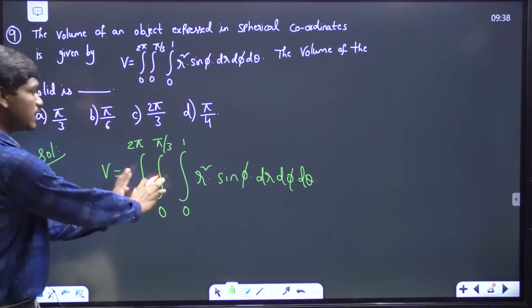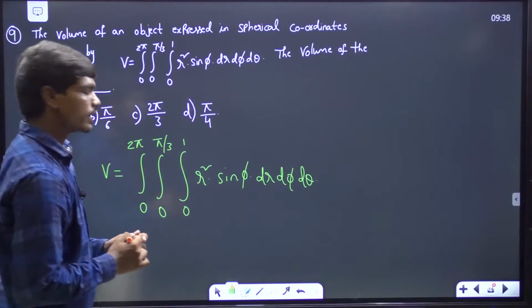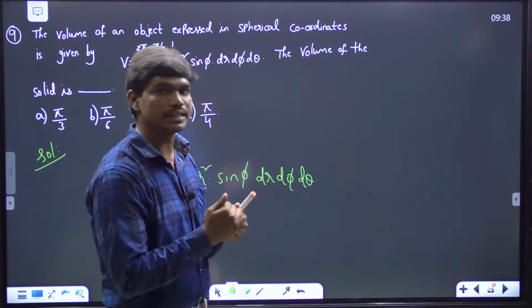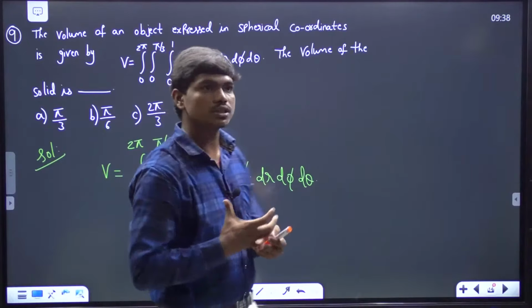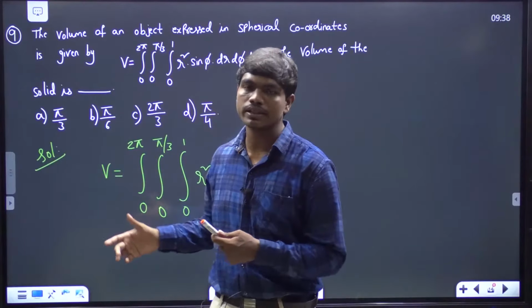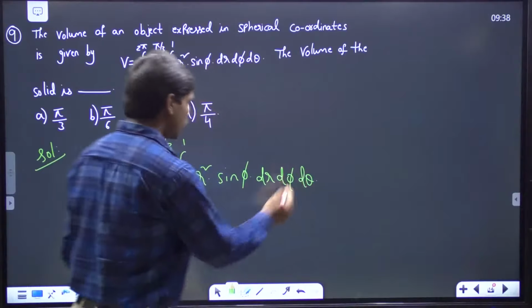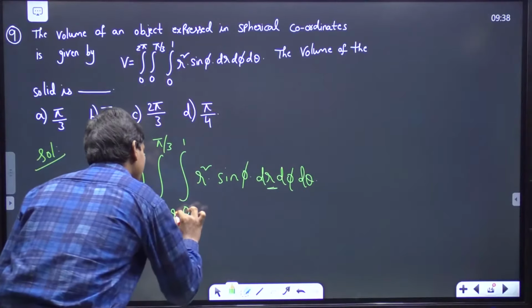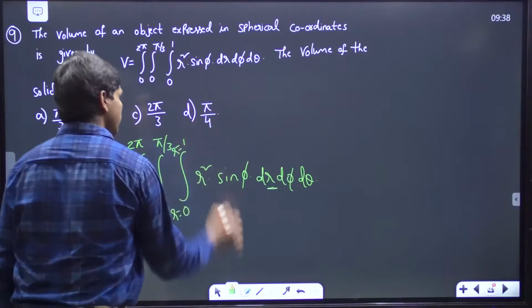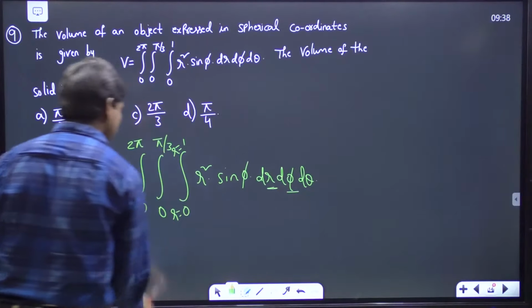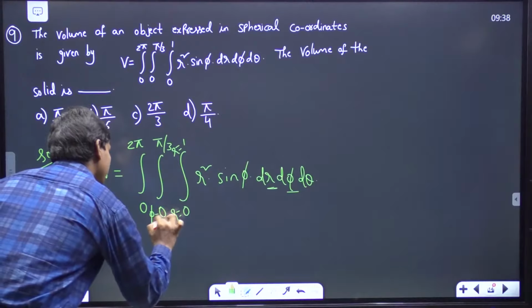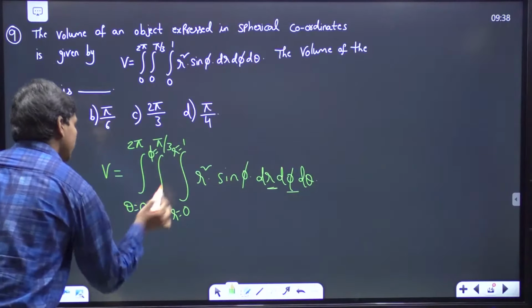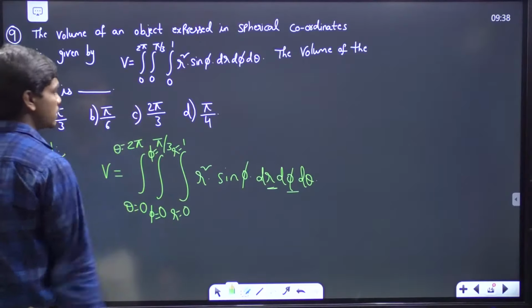Now, which limits are of which variable? That's the main question. Now we have three integrals and we have different limits on the three integrals. Now if we can judge which limits are of which variable, then we can solve this question. See here. What's the first variable of integration here? r. So these are the limits of r. Similarly, the second variable of integration is phi. So phi is equal to 0 to phi is equal to pi by 3. And finally, these are the limits of theta. So theta is equal to 0 to theta is equal to 2 pi.